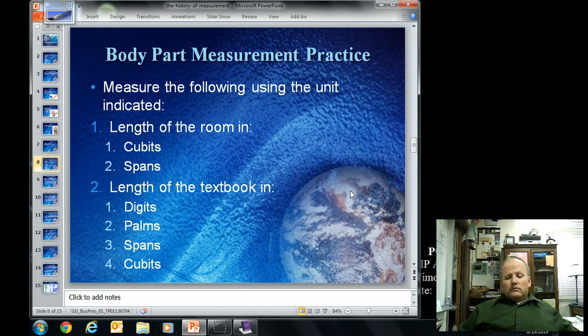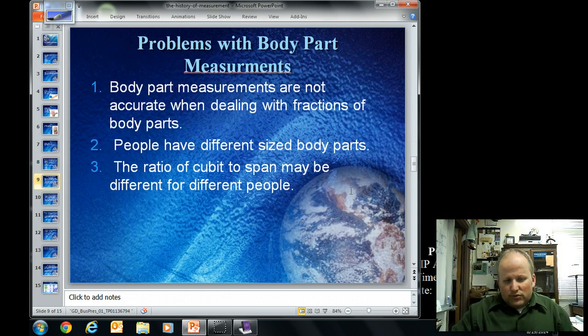But right now, if you have it at home with you, just go grab any book you can, and measure the length of the book in digits, finger to finger, palms, spans, and cubits. Well, digits can be done for your textbook. Palms can be done, but you usually will have part of a palm. Spans, you may not even use two spans to get the length of your textbook. And your textbook isn't even as long as a cubit. So it's workable, and you always have it with you, but there were some issues.